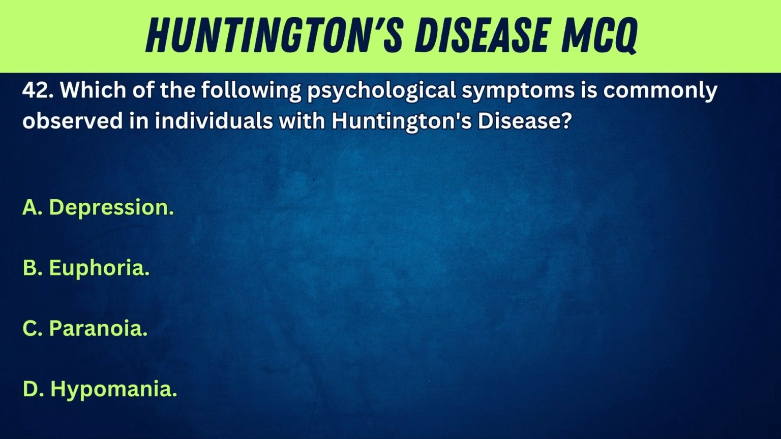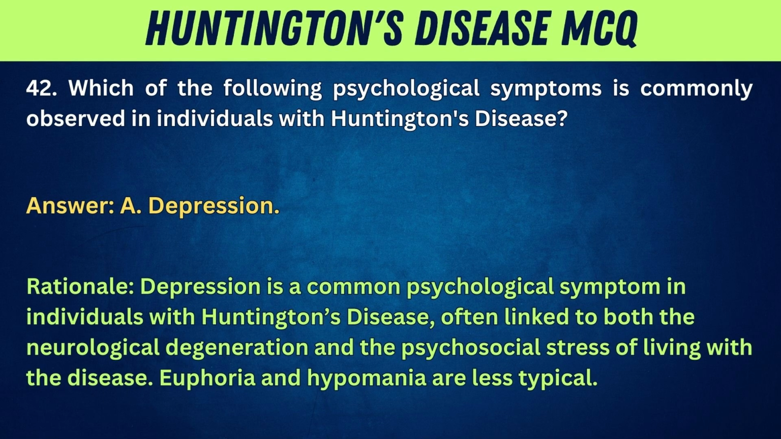42. Which of the following psychological symptoms is commonly observed in individuals with Huntington's disease? A. Depression. B. Euphoria. C. Paranoia. D. Hypomania. Answer: A. Depression. Rationale: Depression is a common psychological symptom in individuals with Huntington's disease, often linked to both the neurological degeneration and the psychosocial stress of living with the disease. Euphoria and hypomania are less typical.